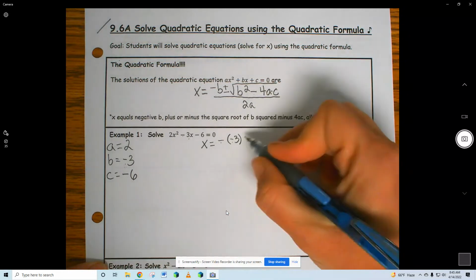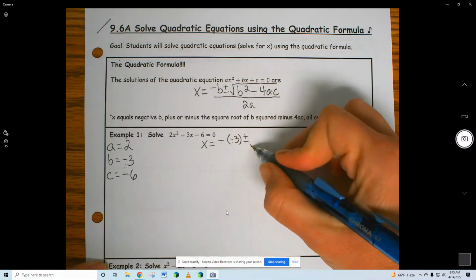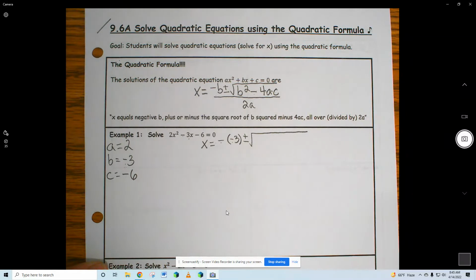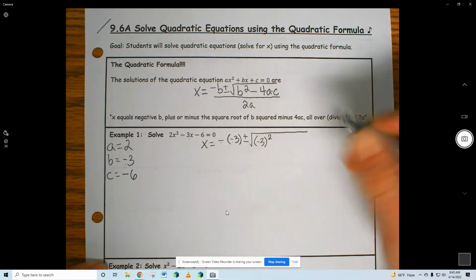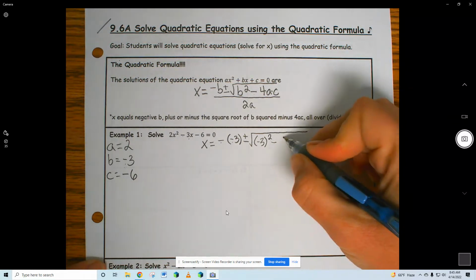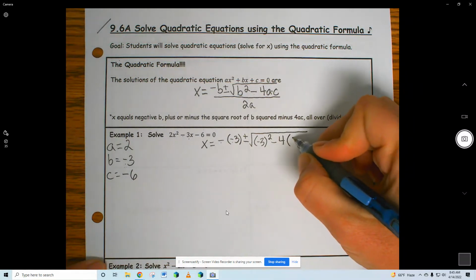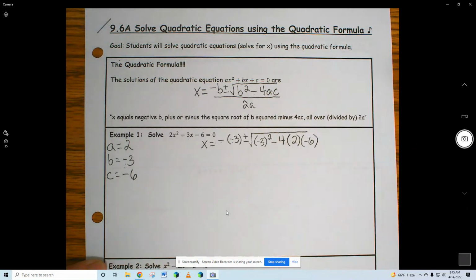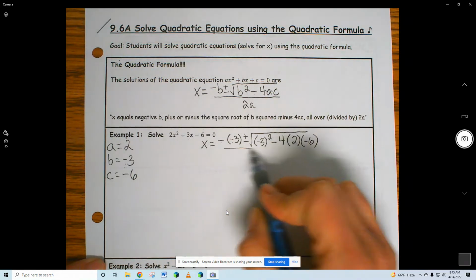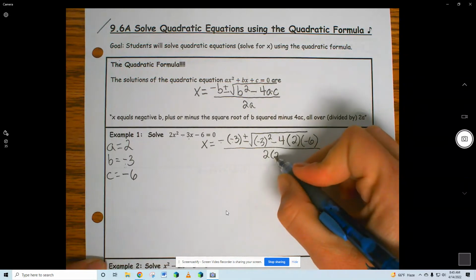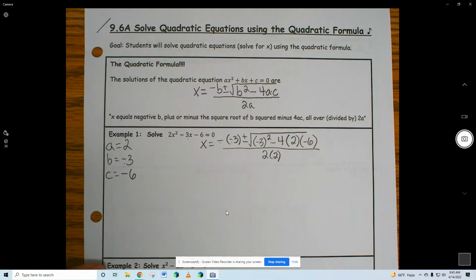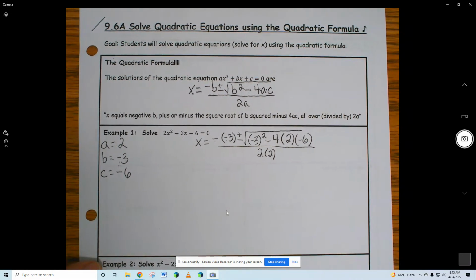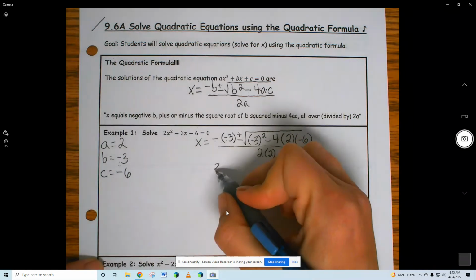Negative B plus or minus the square root of negative 3 squared minus 4 times 2 times negative 6 all over 2 times 2. All right. Negative negative 3. Well, that's just going to be 3.